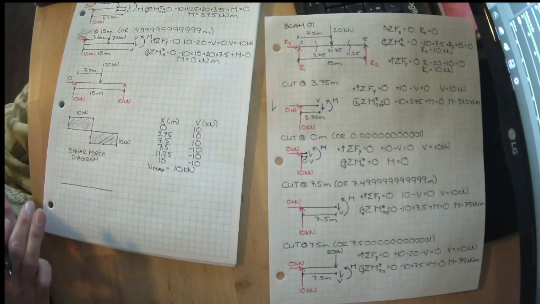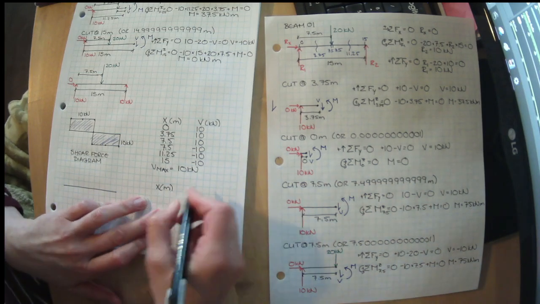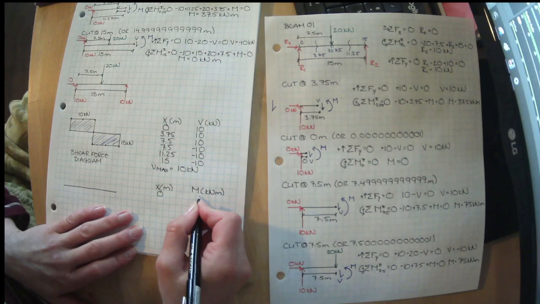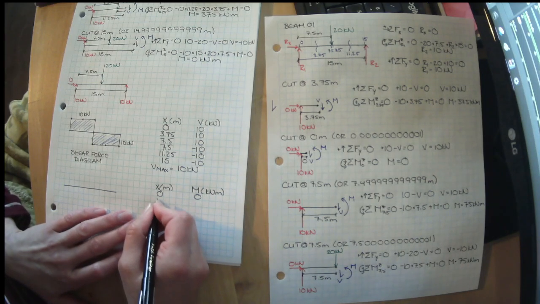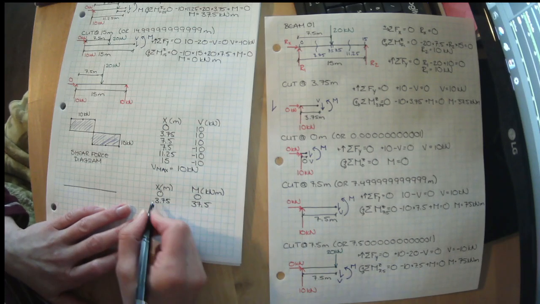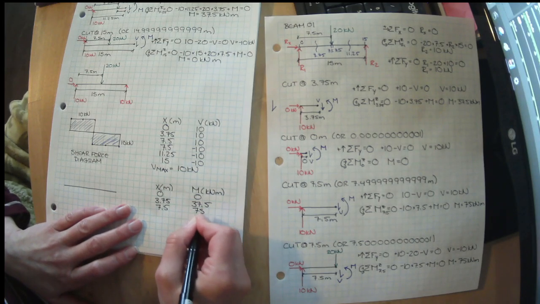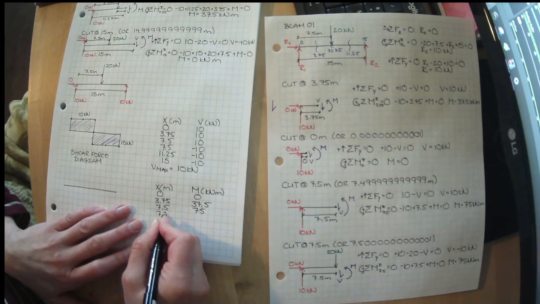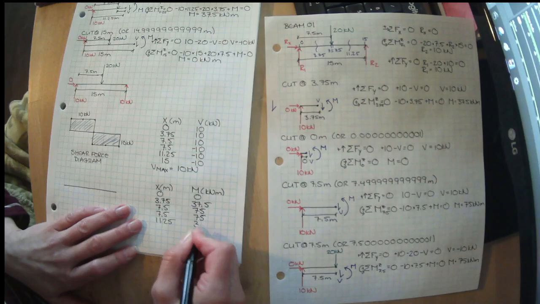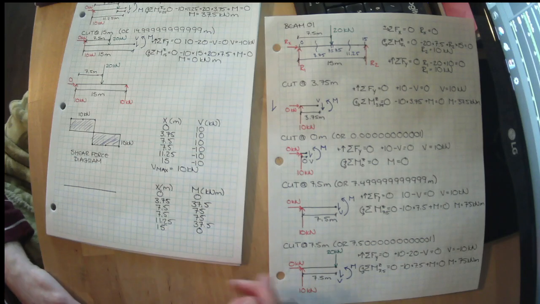Let's talk about the moments we calculated at various points along its length. So let's write our x, our distance in meters, and let's write our moment in kilonewton meters. Well, at x equals 0, we had 0 moment. At x equals 3.75 meters, we had a moment equal 37.5 kilonewton meters. At x equals 7.5 meters, our moment equals 75 kilonewton meters. On the other side of our applied load, our moment was the exact same. Then at 11.25 meters, we calculated 37.5 kilonewton meters. And at 15 meters, where the reaction is, we had no moment.